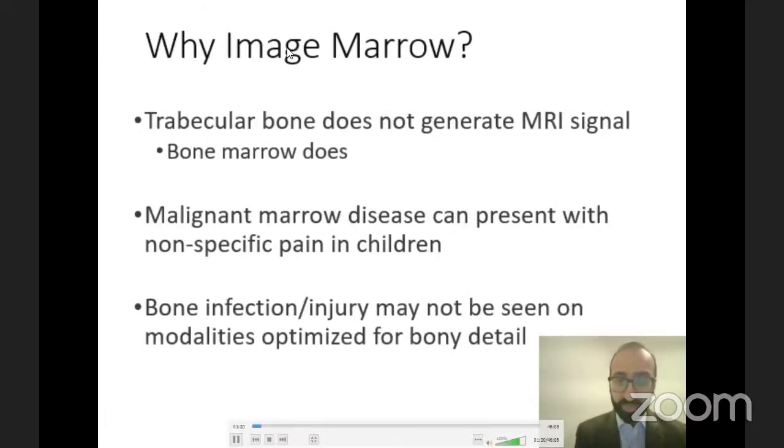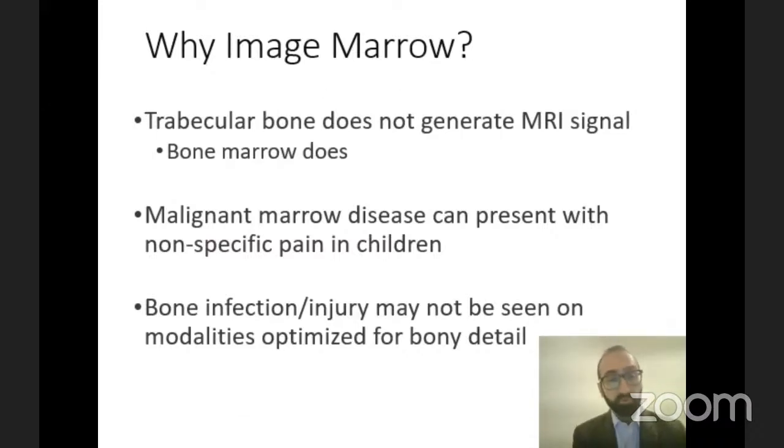Trabecular bone does not generate MRI signal, but bone marrow does. And so sometimes we're imaging marrow as a surrogate for looking for pathology that may involve the trabecular bone. And malignant marrow disease is often a question in children that can present in non-specific ways. So that's another reason that when you're imaging a limb, particularly if you go onto MRI, you want to look at the marrow signal. Bone infection and injury can actually be occult on other modalities, and again, that's another reason you might resort to looking at the marrow.